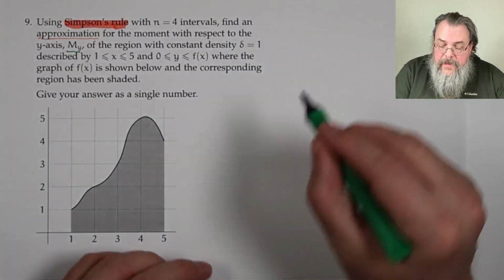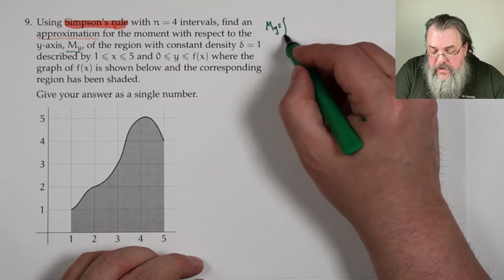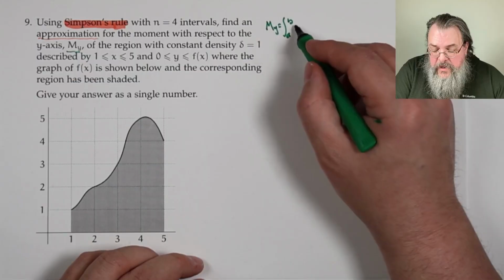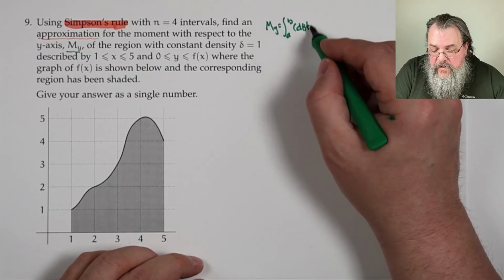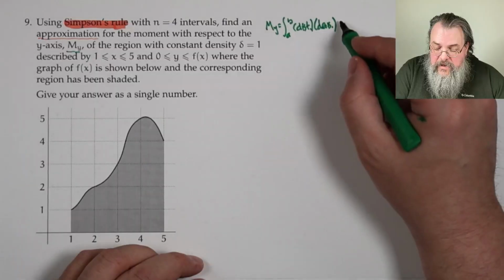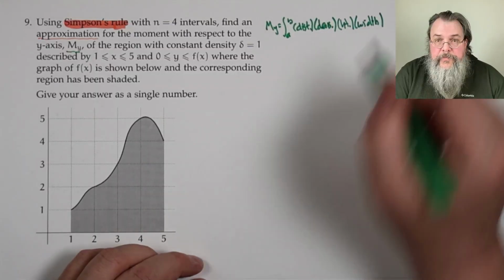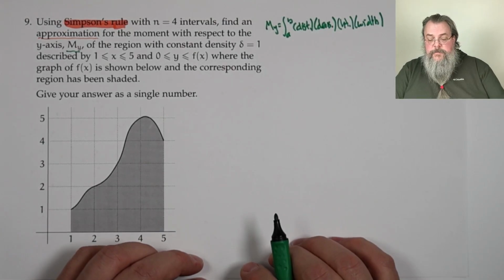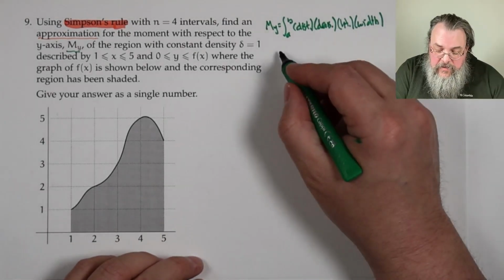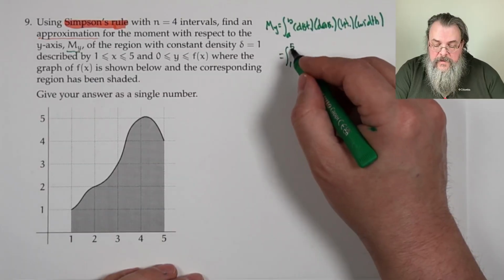All right, so we have m sub y equals the integral from a to b. We have distance, density, and measure, which is our height and our width. Okay, so that's our m sub y. Now, in our case, we have our region. We're going from 1 to 5.